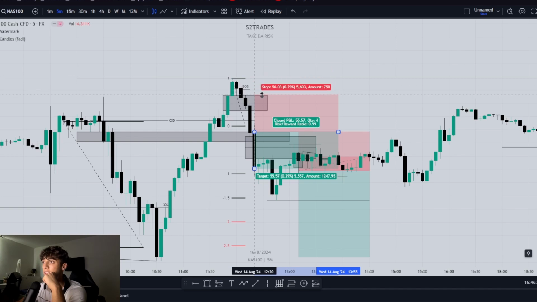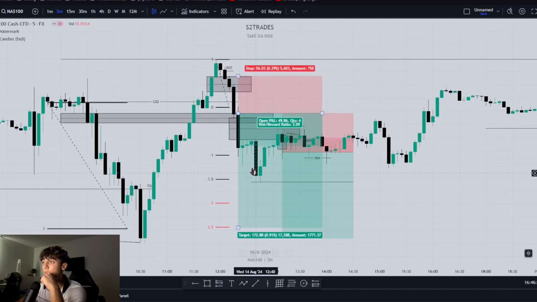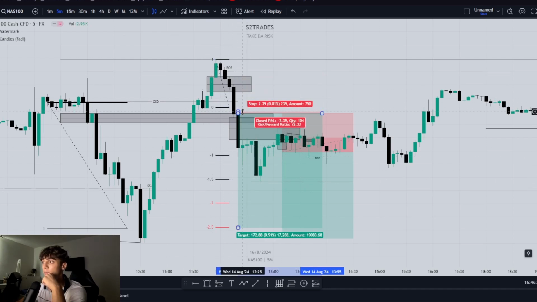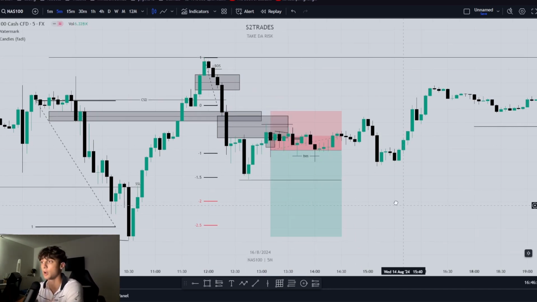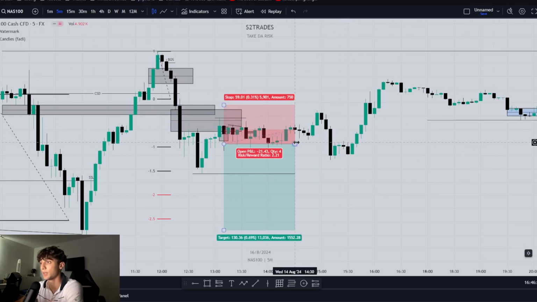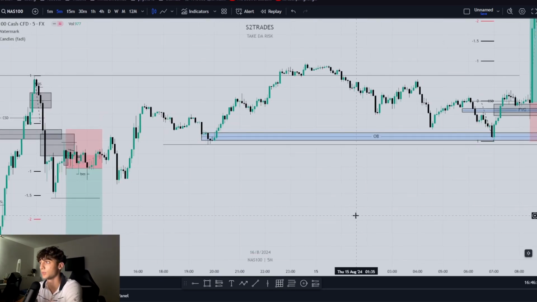I would have normally entered off here. Stops right there. Actually, I could have placed it here. Take profit right there on -2, right? Right here, partial 1 would have been taken and partial 2 would have been taken. My stops would have moved to break even and it would have moved up, stopped me out, and I would have made profit, right? But I entered late. I entered off this retracement into this fair value gap, and as you can see, I got stopped out. It's fine. You win some, you lose some, right?